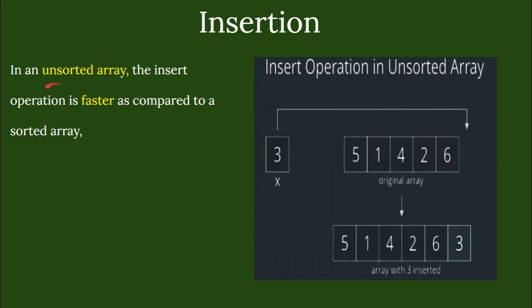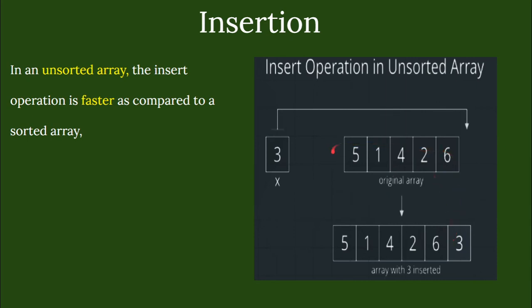Suppose you wanted to insert an element in an unsorted array, simply to add some element, you can just push it into the end of the array. So it is easier. Here there is no order after insertion. So that's the difference here.